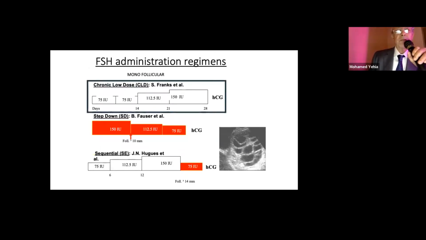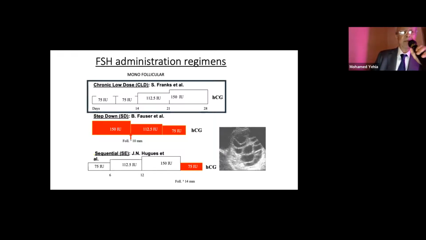For the protocol to use, we need to get monofollicular induction. And the only protocol that gives you this result is the chronic low dose. We give 75 units for 14 days, and we start increasing by 37.5 international units every week. Treatment can take up to 28 days. So before starting, you have to tell your patient she's going to take the medication for almost up to 28 days. And this will give you, in 90% of cases, just 1 follicle, and that's what you need to induce the patient with.